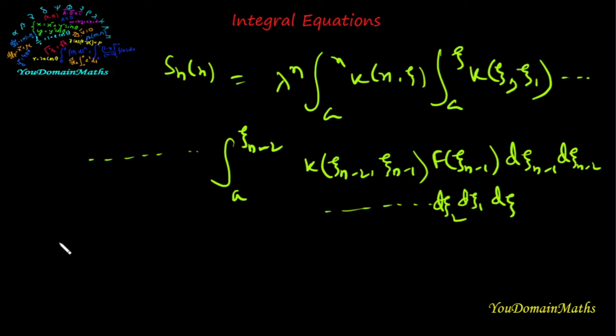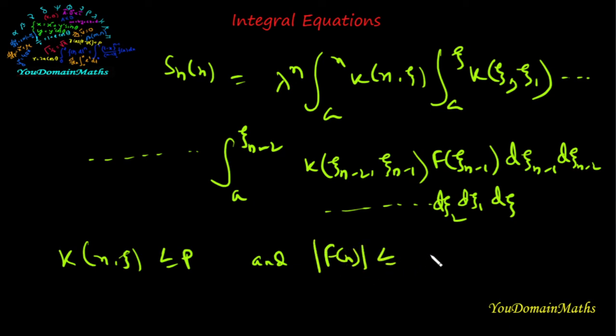If we consider the kernel K(x, xi) less than or equal to p and f(x) less than or equal to q, what represents, that means the bound will be replaced by p and q.